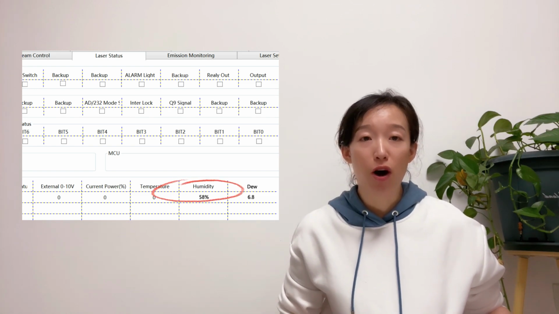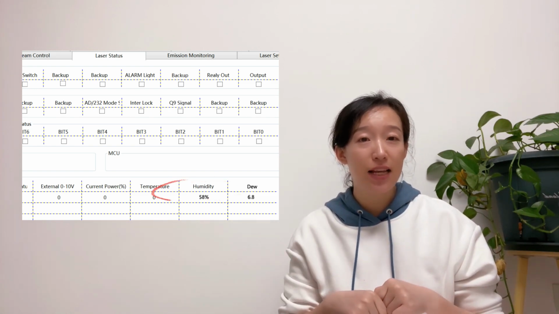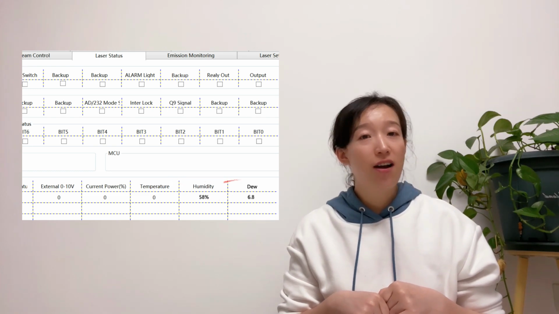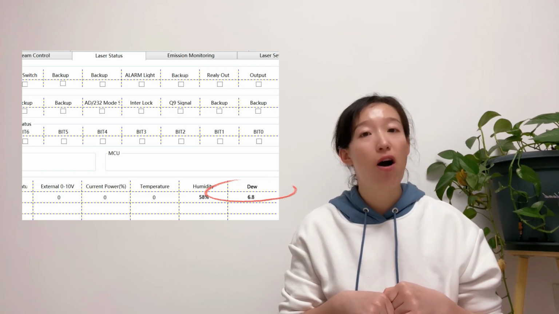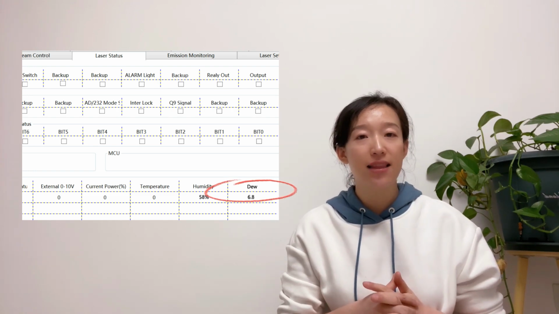When the laser is turned on again, the internal ambient humidity is self-tested. When the detected humidity is greater than 70%, the laser will report a humidity alarm. The humidity alarm is calculated by detecting the humidity of the air inside the laser. The dew point alarm is calculated by detecting the dew point temperature of the air inside the laser.